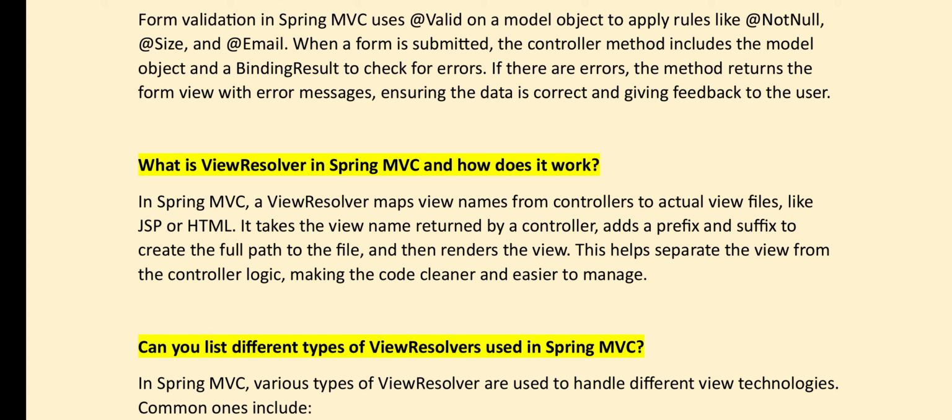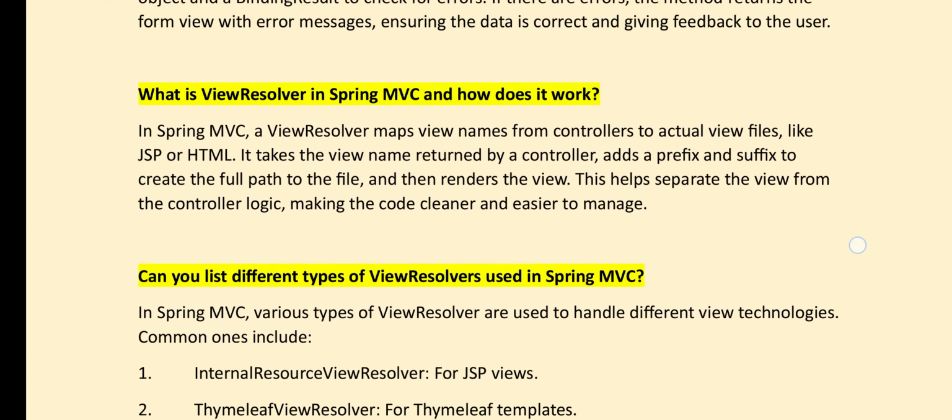What is View Resolver in Spring MVC and how does it work? In Spring MVC, a view resolver maps view names from controllers to actual view files like JSP or HTML. It takes the view name returned by a controller, adds a prefix and suffix to create the full path to the file, and then renders the view. This helps separate the view from the controller logic, making the code cleaner and easier to manage.